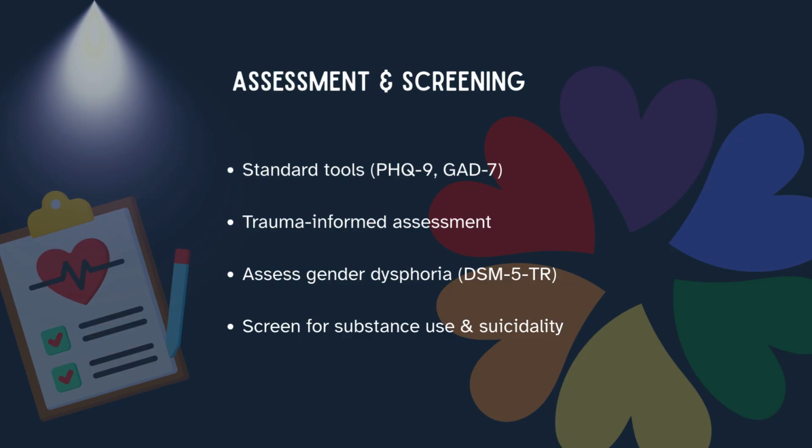When assessing patients in the LGBTQ+ population, standard tools like PHQ-9 and GAD-7 work very well, but assessment must be affirming and trauma-informed. This is very important. The DSM-5-TR includes criteria for gender dysphoria, which requires distress and not just simply identity. Throughout treatment of these individuals, we should also screen very carefully for substance use and suicidality.